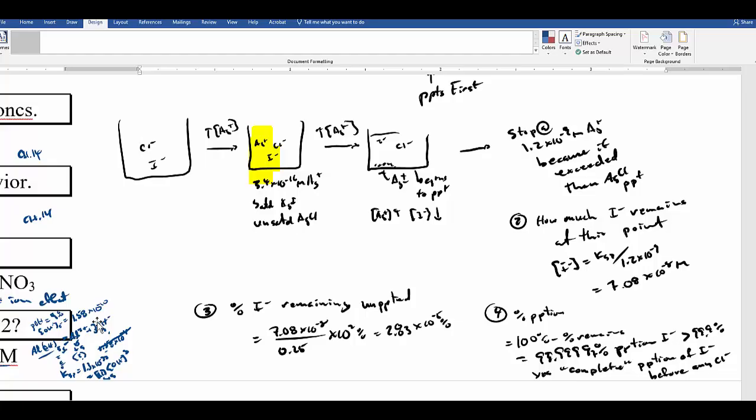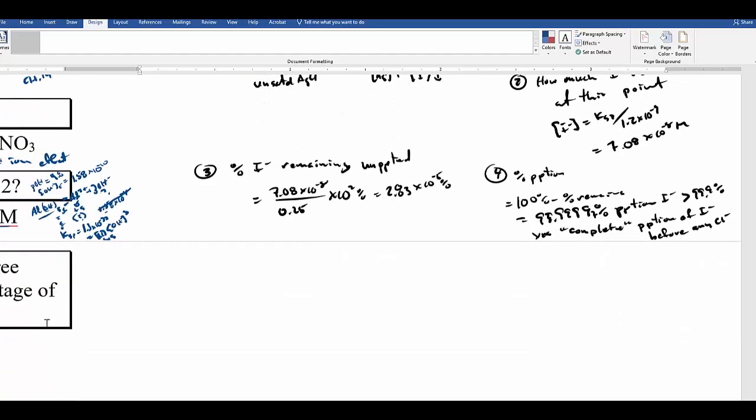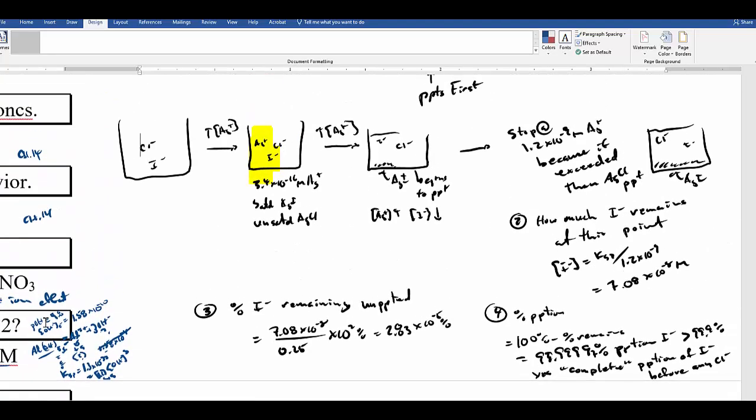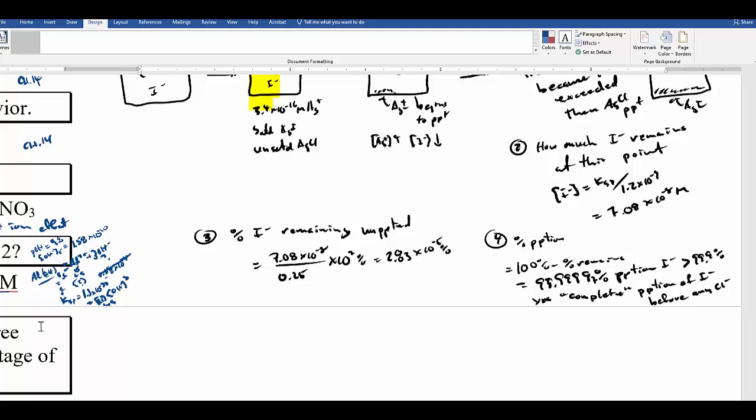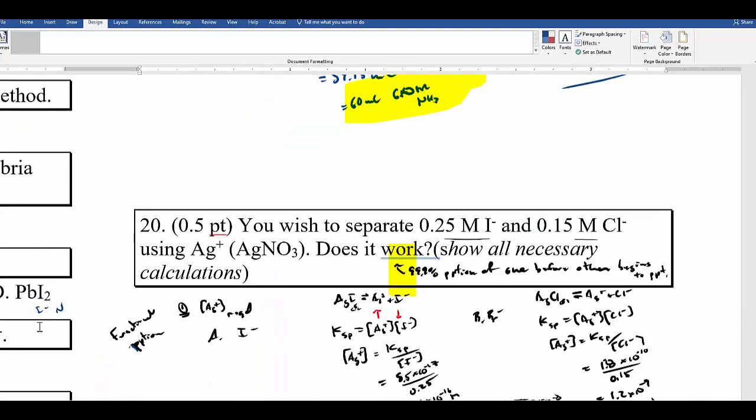So when we hit this point over here, we're going to get silver iodide here. And up here, all the chloride will be in solution, and a tiny, tiny bit of iodide will be in there. A tiny, tiny bit will be 10 to the minus 5% remaining. But the silver iodide will be pure, no silver chloride there.